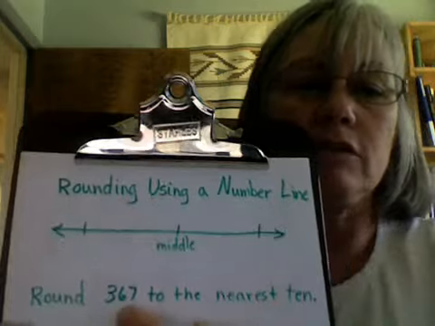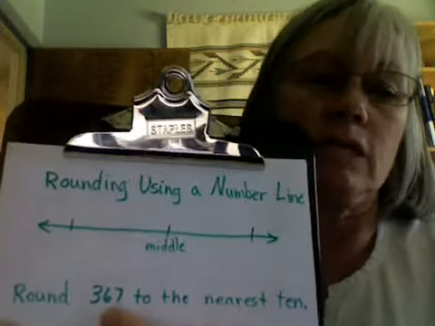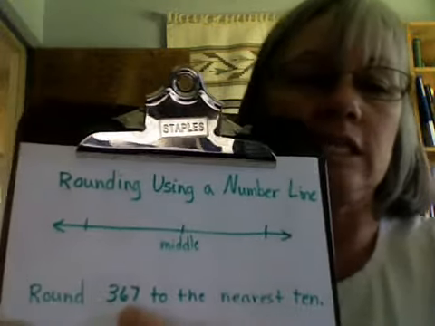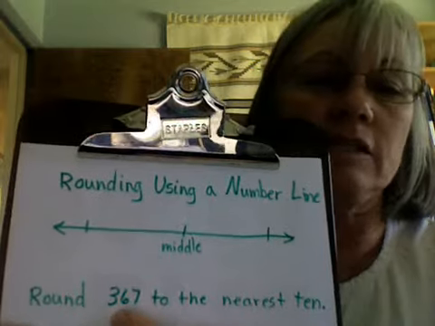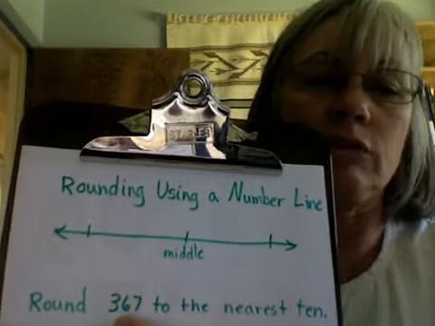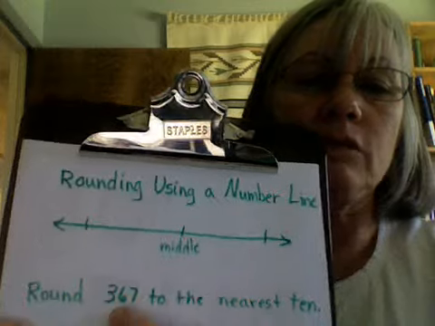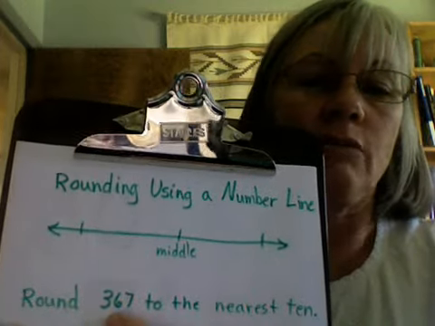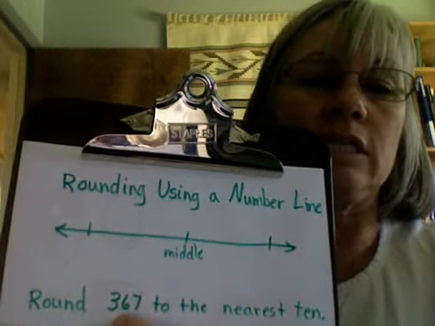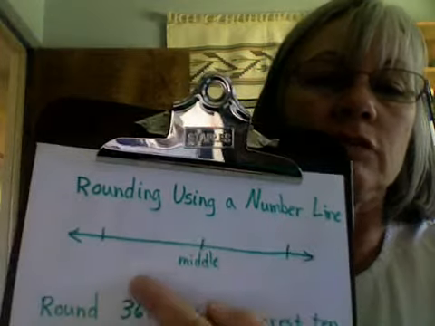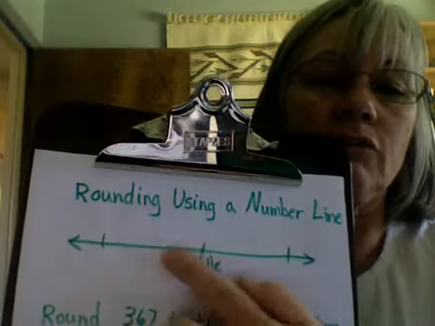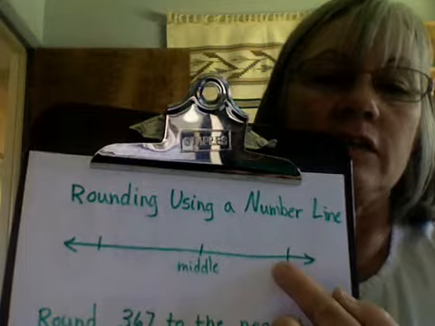When we round to the nearest 10, the correct answer will either be 360 or the next higher 10, which would be 370. When we use our number line for this kind of rounding, we put those two choices on the ends of the number line, with 360 over here and 370 on the other end. I'll do that right now.